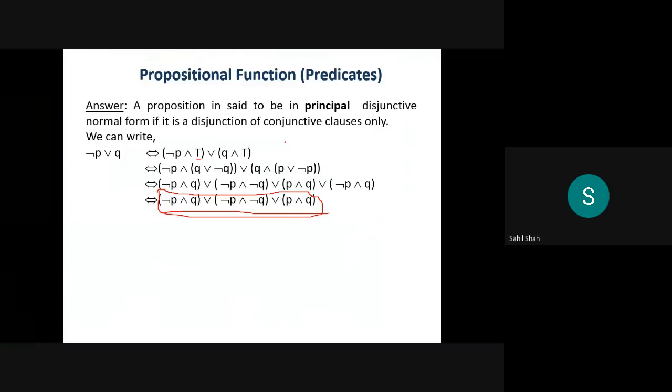So you can take a snapshot of this line for your reference. Nothing else, if you want.